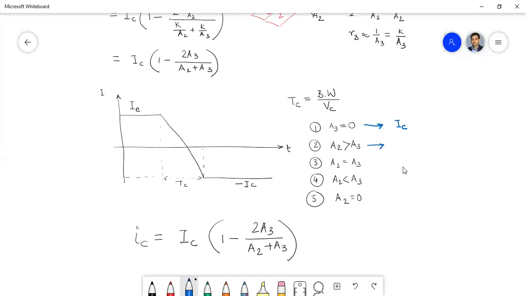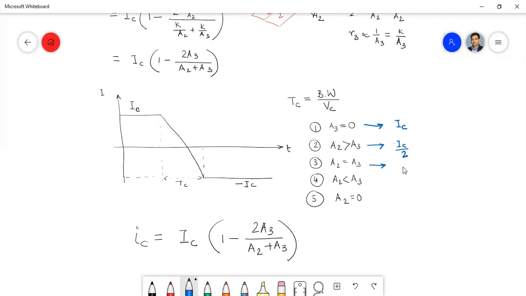IC by 2. So that means IC by 2. Okay, what is the value if we take A2 as 0.75 and A3 as 0.25? The numerator will be 0.5 and the denominator will be 1, isn't it? So 1 minus 0.5 is 0.5. That means 0.5 IC, or IC by 2. Is that clear? So that is how it is coming IC by 2.